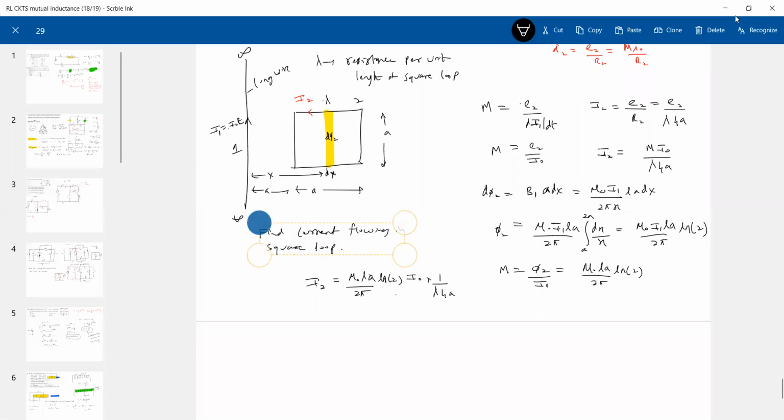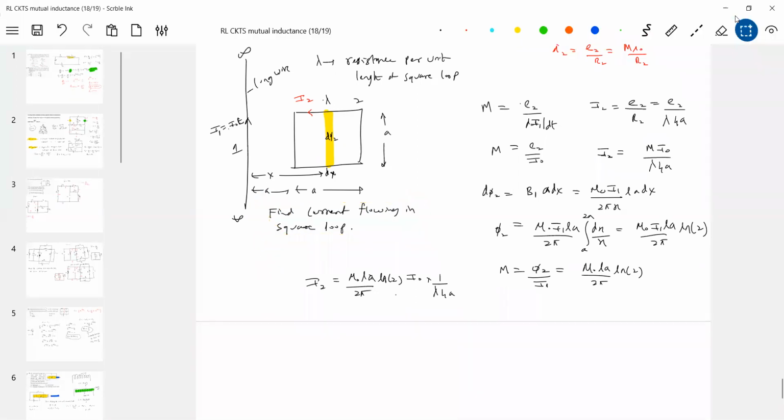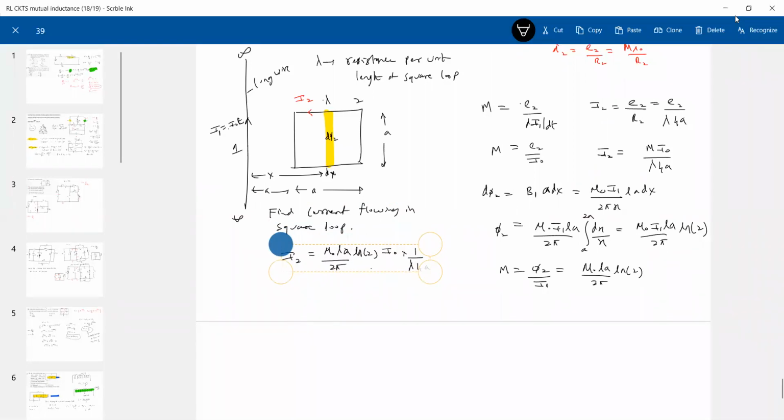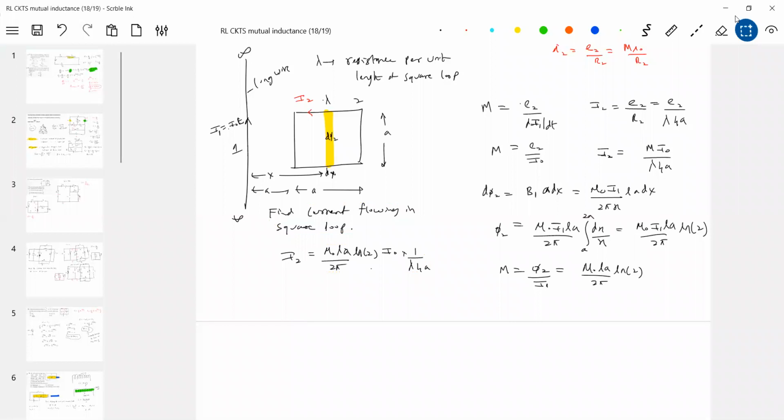You do one thing: take out this mutual inductance. Is there any other alternative method? Please try to analyze. It will be much easier for you. You'll come to know what is the use of this mutual inductance. The final answer will be mu naught log 2, A will get cancelled, L I naught by 8 pi lambda. A will get eliminated. So this is the current I2.